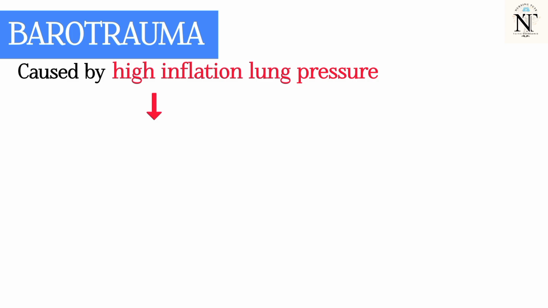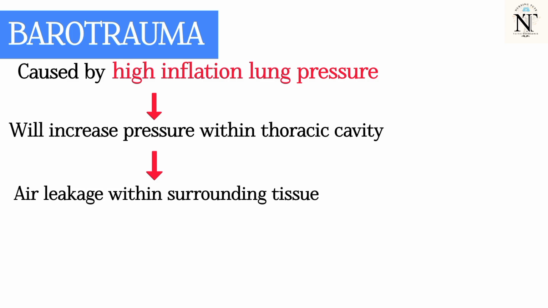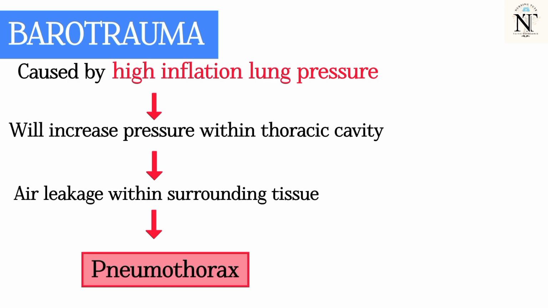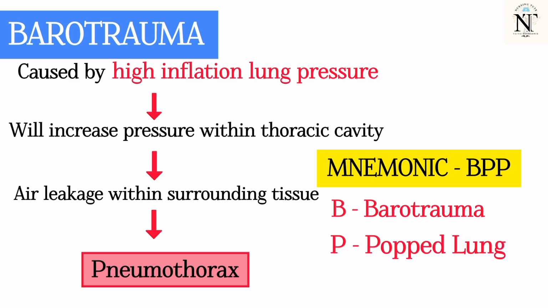Barotrauma. This barotrauma is caused by high inflation lung pressure. This high inflation lung pressure will increase the pressure within the thoracic compartment. This will result in air leakage within the surrounding lung tissues. Okay, and this potentially leads to conditions like pneumothorax. The mnemonic is BPP. Here B stands for barotrauma, P stands for popped lung, that means pneumothorax. Okay, barotrauma will result in pneumothorax.